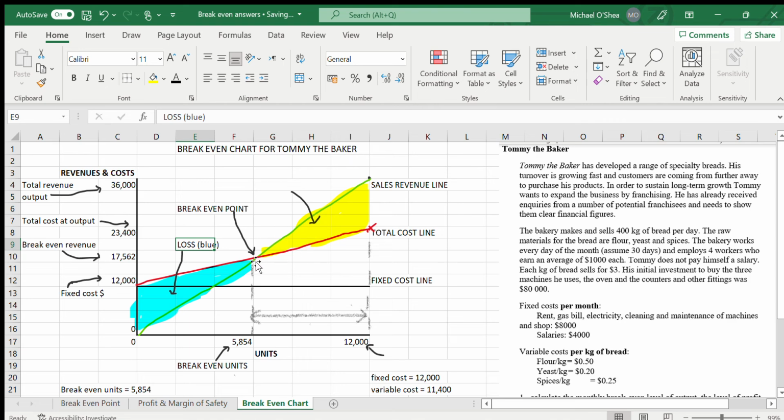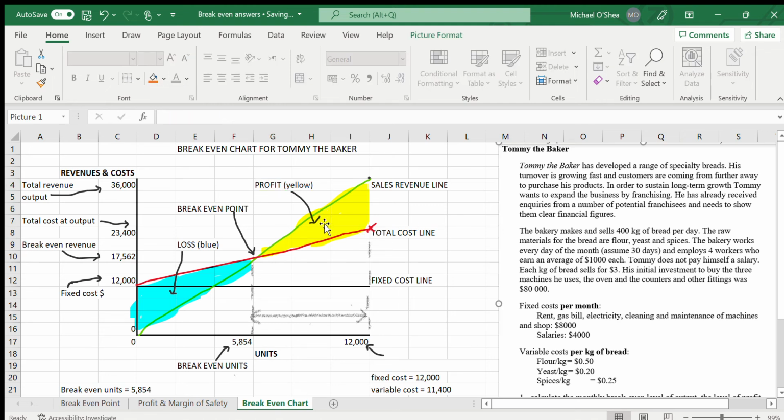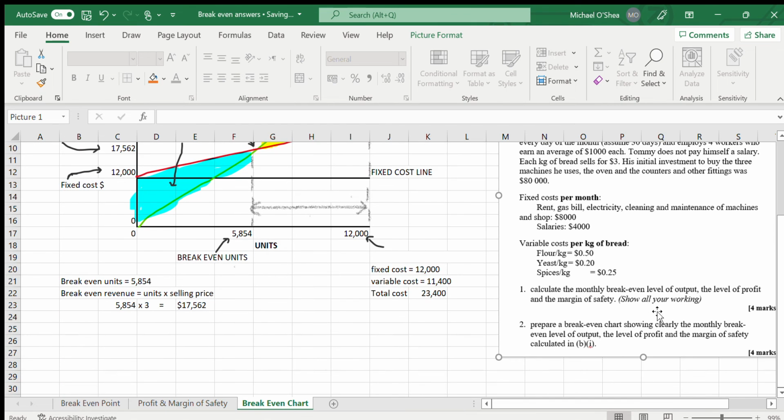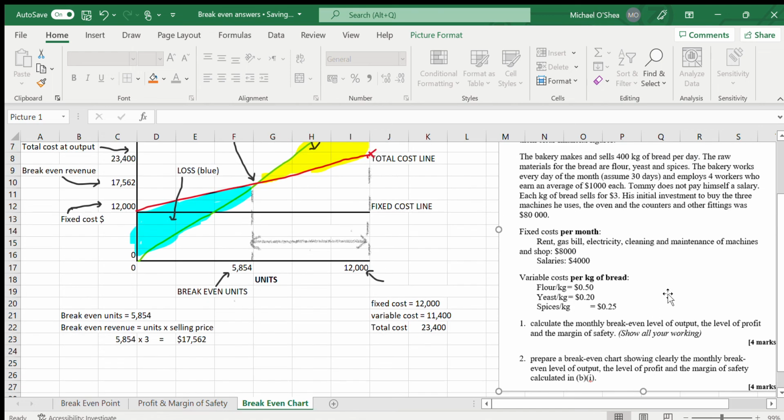The exact opposite. Once my revenue surpasses the cost, everything above here is going to be a profit. So all of this yellow area here is going to be a profit, so therefore all I have to do is just label that as profit. Don't shade in the exam. You're not allowed to use multiple different colors. So in the exam you just write profit here, or else just write it and draw an arrow to show the area. I've labeled my loss, labeled my profit, labeled my break-even point, and I've been asked to show the level of profit.